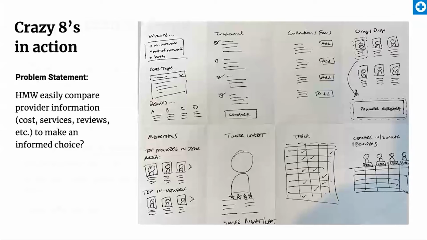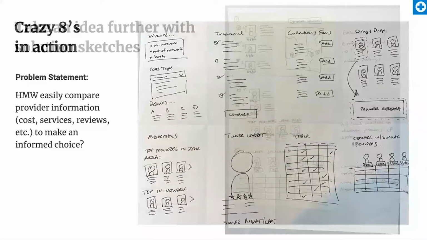And here you see the Crazy 8s exercise in action. Again, in our scenario, we were looking at how might we easily compare provider information so our members can make an informed choice. In the exercise, some of the ideas that were explored included sending users through a wizard that would lead to specialist recommendations, different ways to compare providers, such as in a table or showing similar providers to the one you're looking at, think Amazon related items, and an algorithm that would surface top providers based on your location or network.